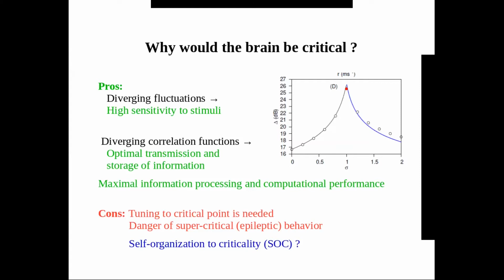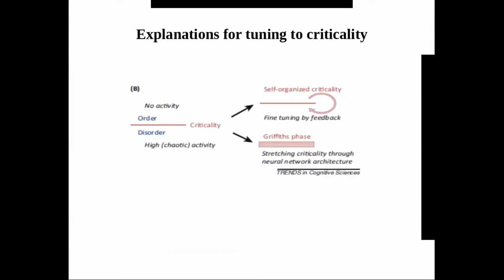To understand this tuning, self-organized criticality was proposed first, and most of the models use this. And now I just show you a picture which I have taken from Trends in Cognitive Sciences by Hidalgo and colleagues, where they consider this criticality dilemma. How can it be achieved? In one way, you have this self-organized criticality, which fine-tunes the system via feedback into the critical point. And another thing is this Griffiths phase phenomenon, which I will speak about, where instead of having a single critical point, you have an extended phase.